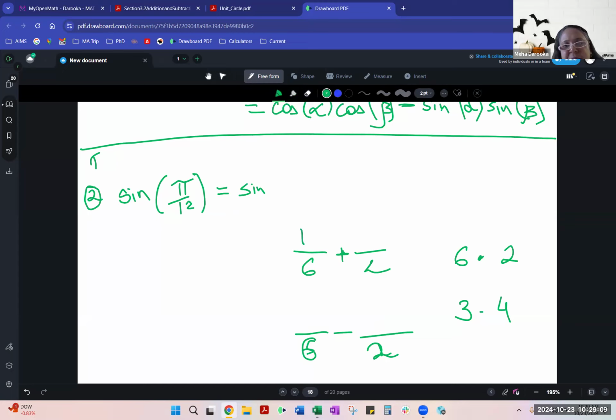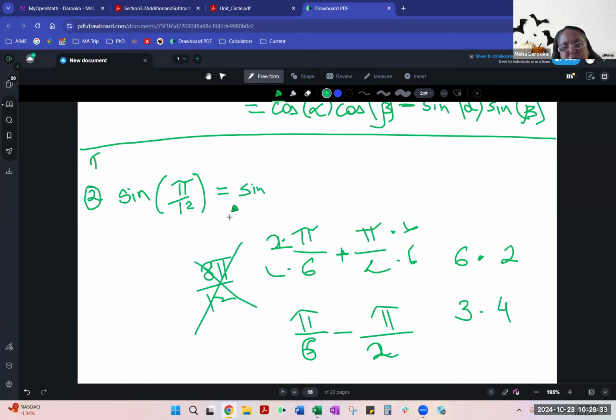So, if you just did pi and pi over here, what would we end up with? You would have to do a common denominator, which means multiply this one by 2 over here, and then we would have to multiply this one by 6 over here. So that would end up giving us 2 pi plus 6 pi, which is 8 pi over 12. And that's not going to reduce down to pi over 12. So that's not going to work.